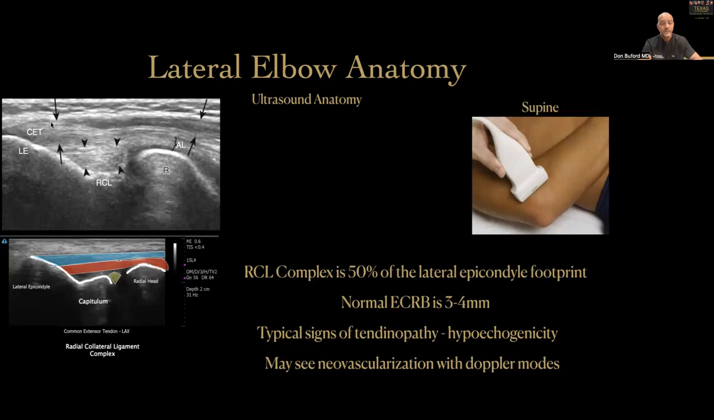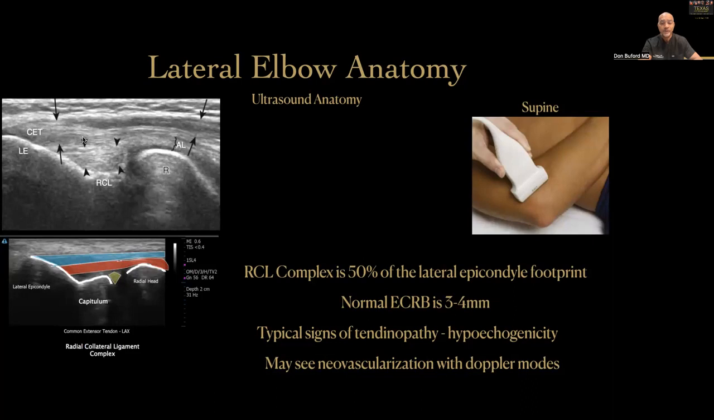If we're looking for changes in the ligament, we're going to look down closer to the joint down here where it says RCL for radial collateral ligament. Sometimes we'll see changes all the way through, and that usually means that it's a more severe case of tendinopathy because it's grown to involve the collateral ligament as well.